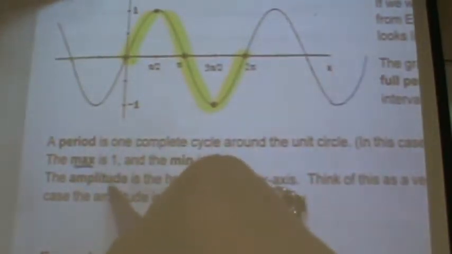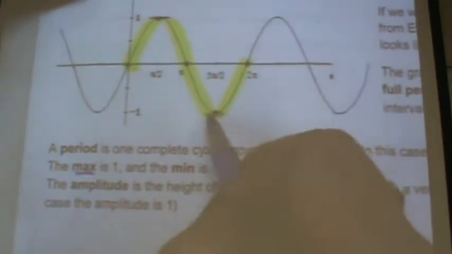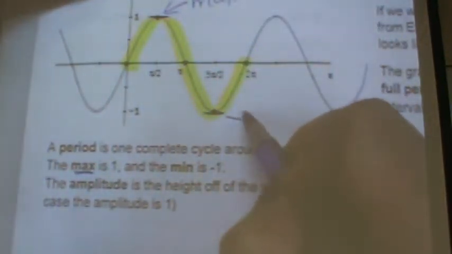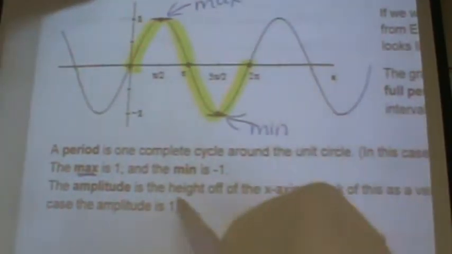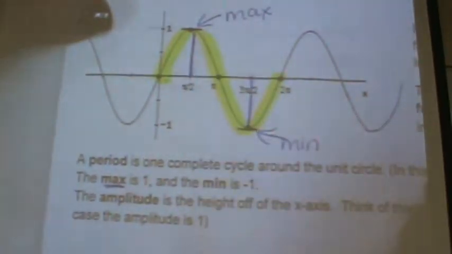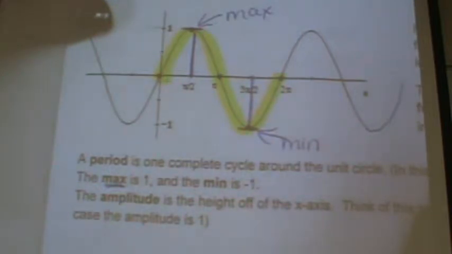Now there's some words we need to talk about. The maximum value. What is the maximum value here? What's the highest number it reaches? 1. And the minimum is -1. This is the max, and this is the min. The amplitude is how high this thing is off the x-axis. You never say it's -1 units off the x-axis, it's 1 unit, think of absolute value. So this is 1 unit, okay, that's the amplitude.